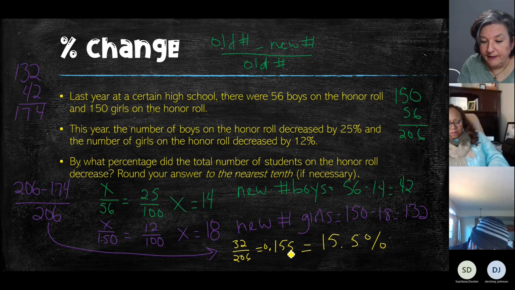And that number is 0.155. And then to turn that decimal into a percent, I multiplied it by 100, or I just moved the decimal 2 places to the right.